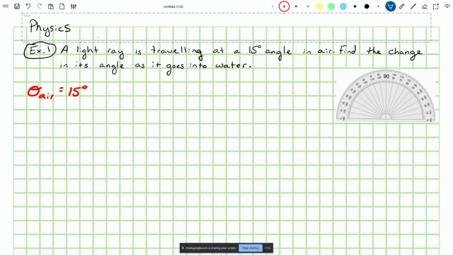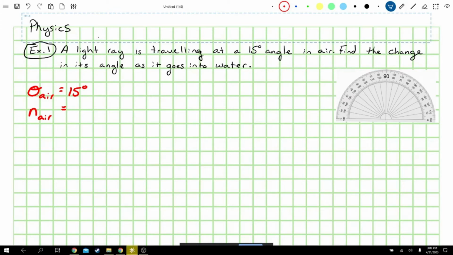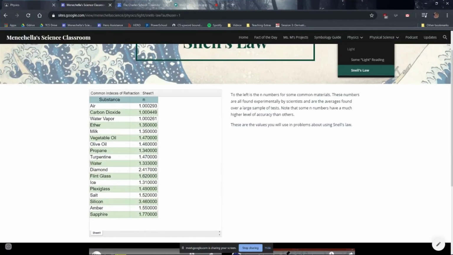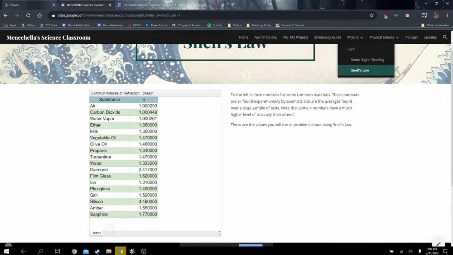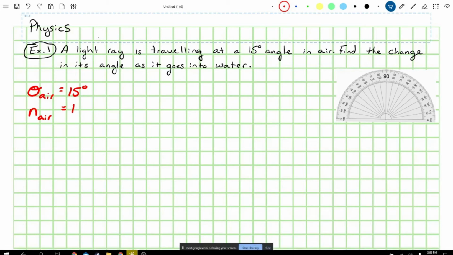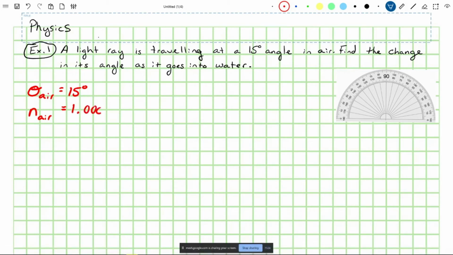The other thing I know about air is its N number. Unless I'm telling you to find the N number of something, you should assume that you can find it in a chart. So we're going to look at air, which is 1.00293. I'm going to put that on my table here. 1.00293.